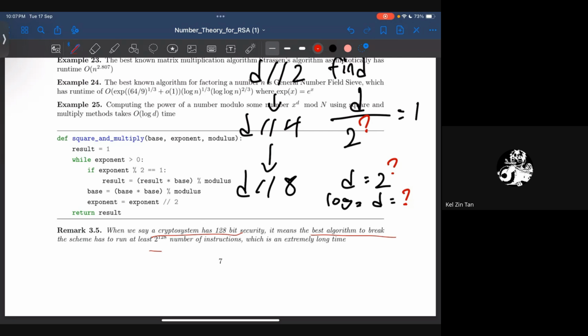And you can try to divide 2 to the power of 128 by 10 to the power of 9. You see that this is a very, very large number, and it requires a long time to actually break the scheme. So the larger your bit security, the longer it takes to break the security. And this bit security somewhat directly corresponds to the number of instructions that you need to run for the best algorithm out there.